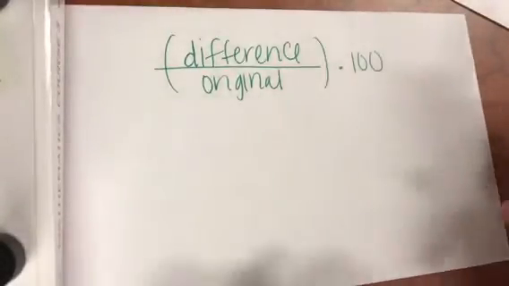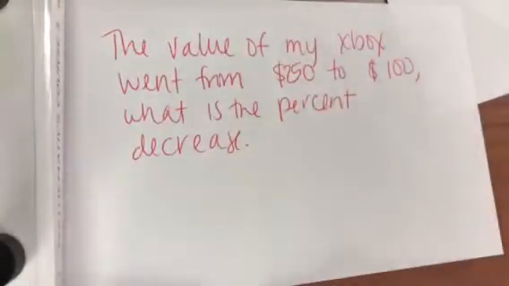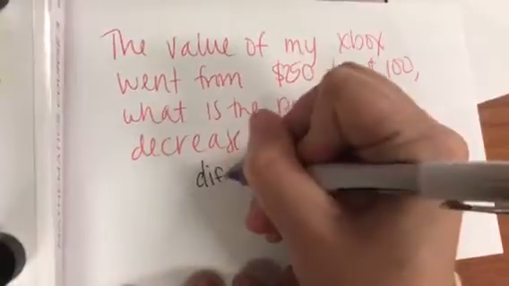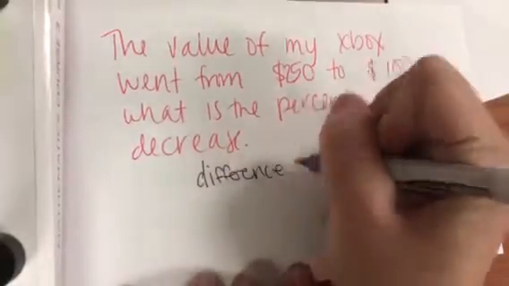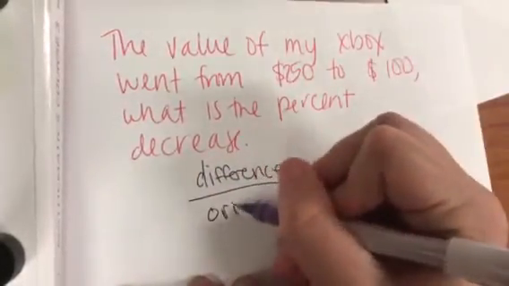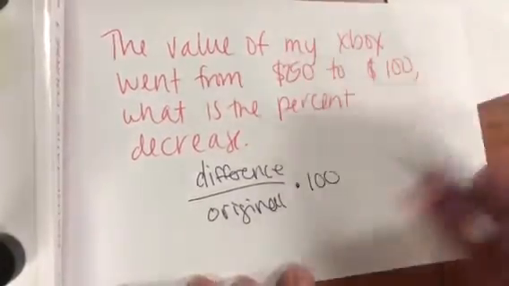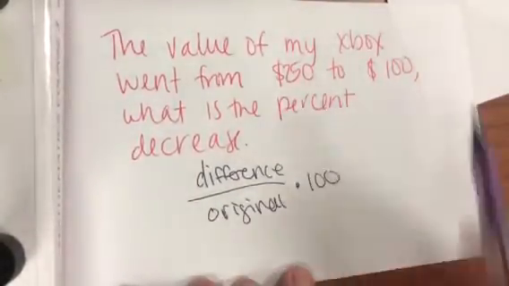We've got to show you an example, right? Okay. So the value of my Xbox went from $250 to $100. What is the percent decrease? This is a decrease because the amount of money this Xbox is worth decreased from $250 to $100. So remember, we have difference over original times 100.